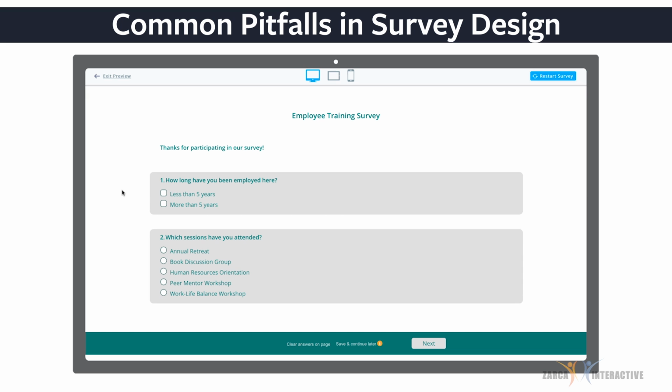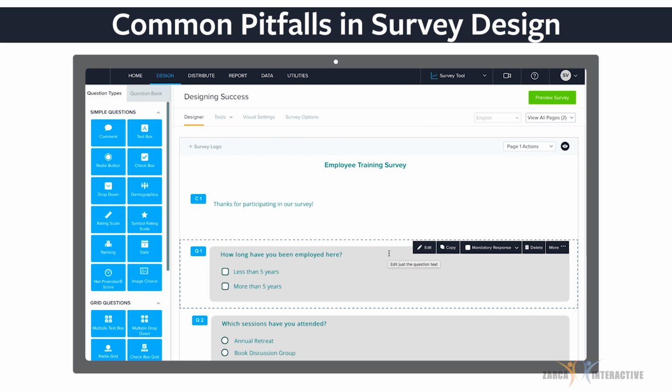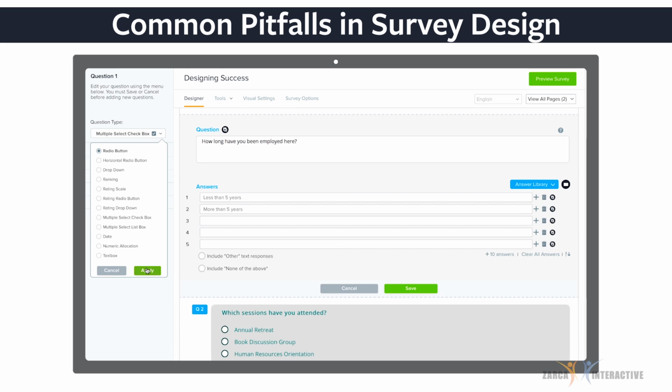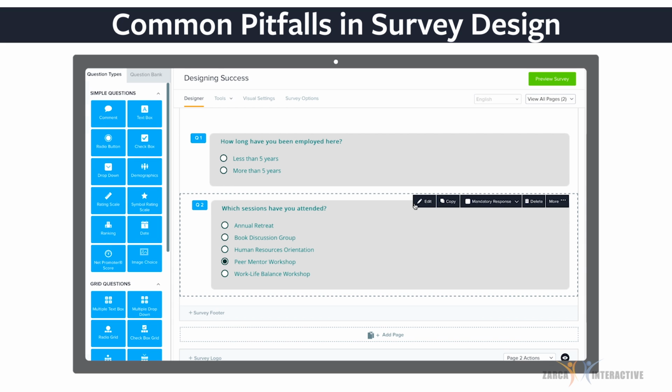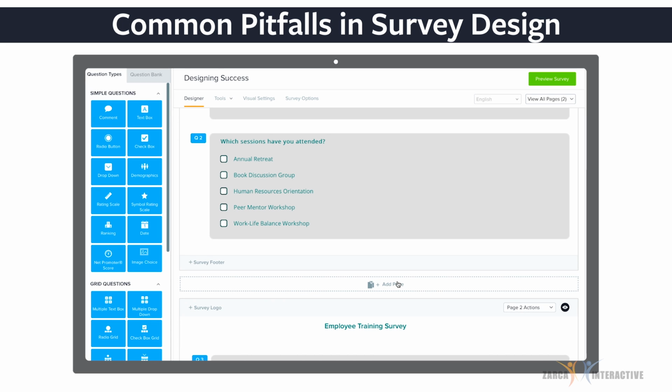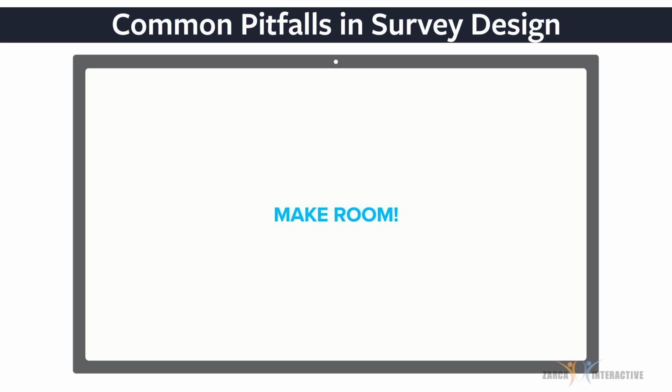Be sure you're using the right question type to get the answer or answers you need. If you're only looking for one answer, make sure you choose a single select question type, like radio button or dropdown. Use a multi-select question if you need more than one answer. A quick hint, circles are single select and squares are multi-select.